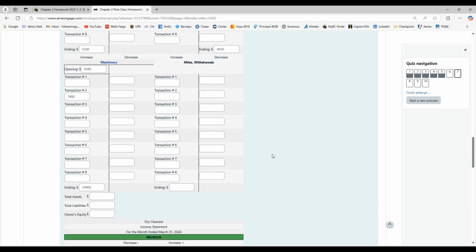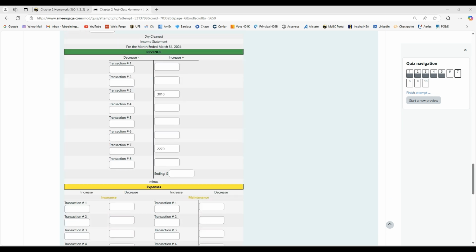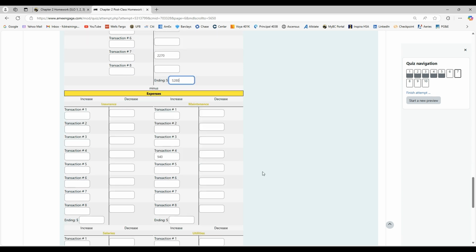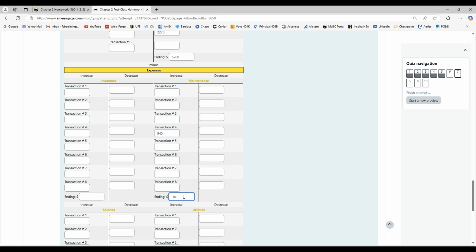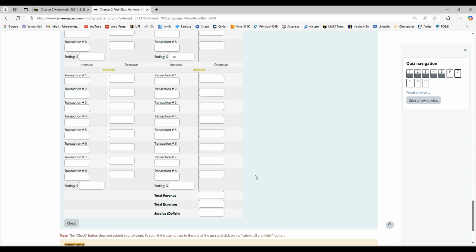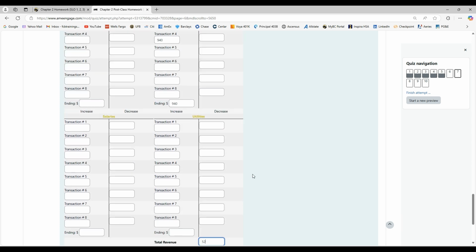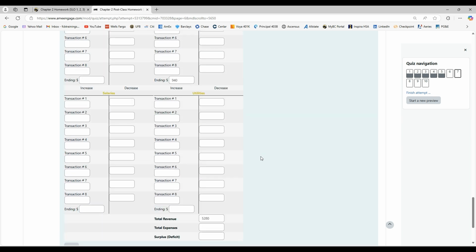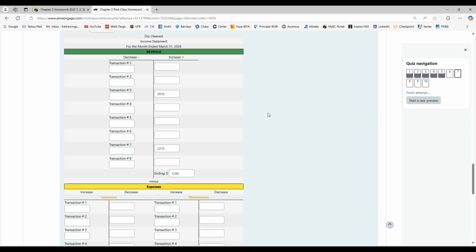There's no withdrawals. We had 2 revenue transactions to record. So 5280 in total. And then we only had a few expenses, so 940 of maintenance expense. Okay, that's all I show. Let me input the totals here. Only 940. I feel like I might be missing something, but it's okay.